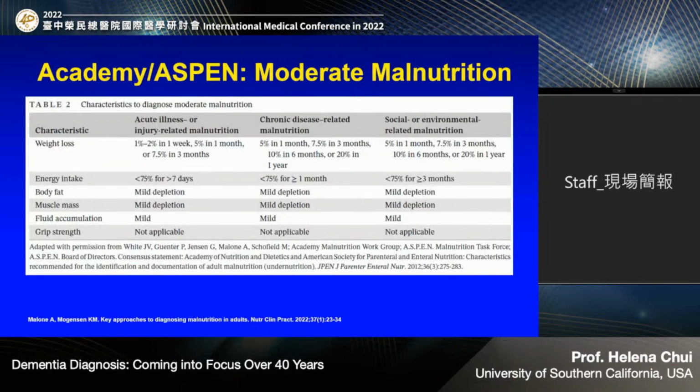So this is from a review paper that I just published with a colleague. And these are a summary table of the characteristics used to diagnose moderate malnutrition using the Academy Aspen framework. And you can see grip strength is not reduced in moderate malnutrition.